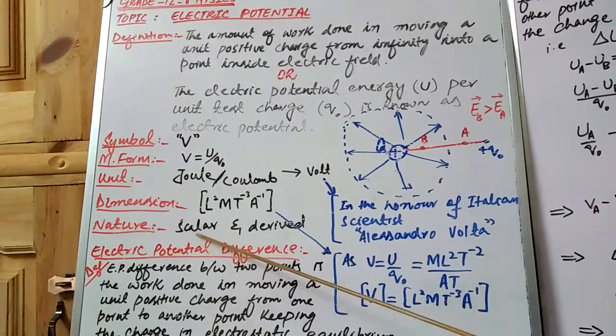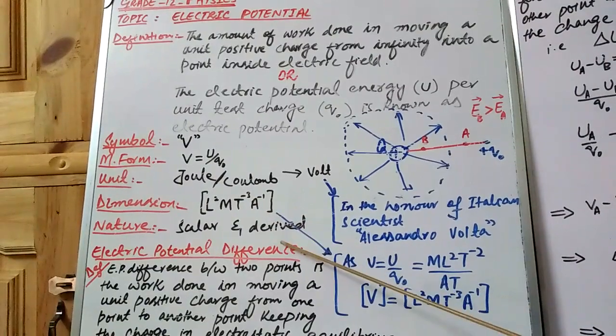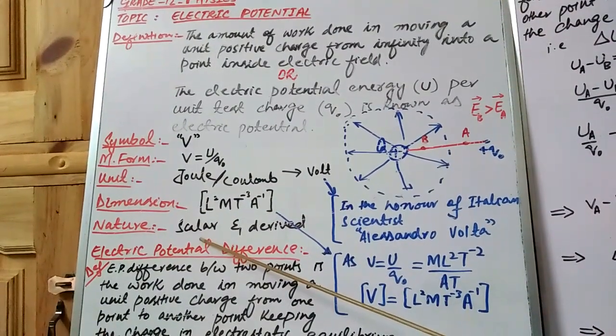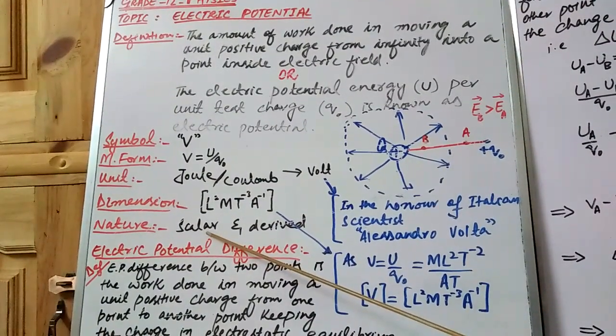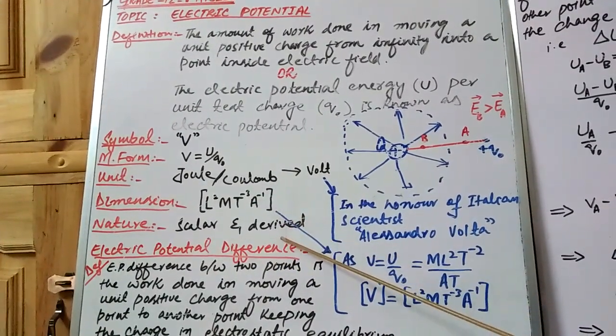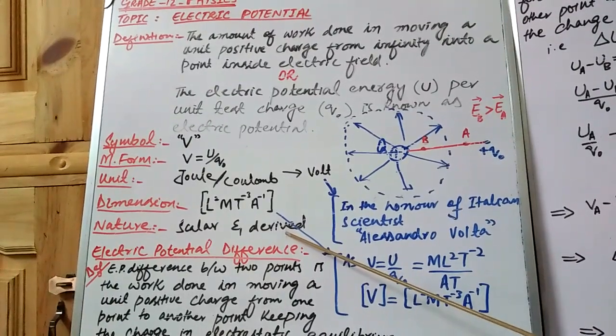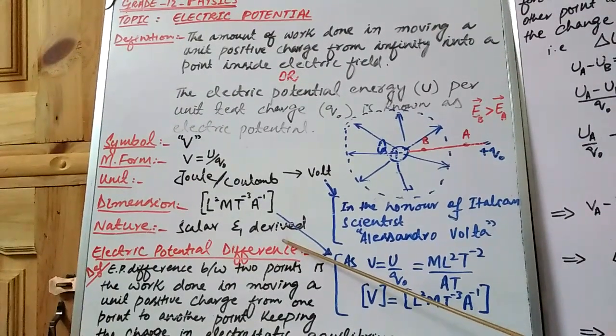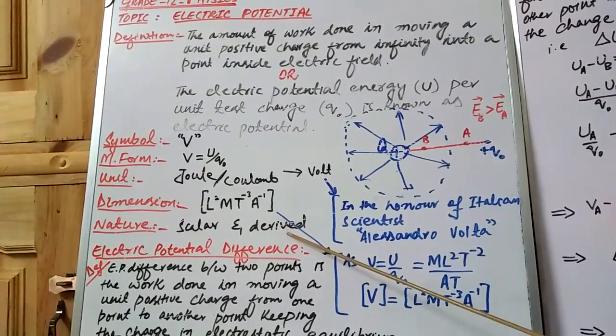The next point is nature. Electric potential is a scalar and derived quantity. Being scalar, electric potential does not need any direction for its description, and being derived, electric potential does not come in the 7 basic quantities of physics.